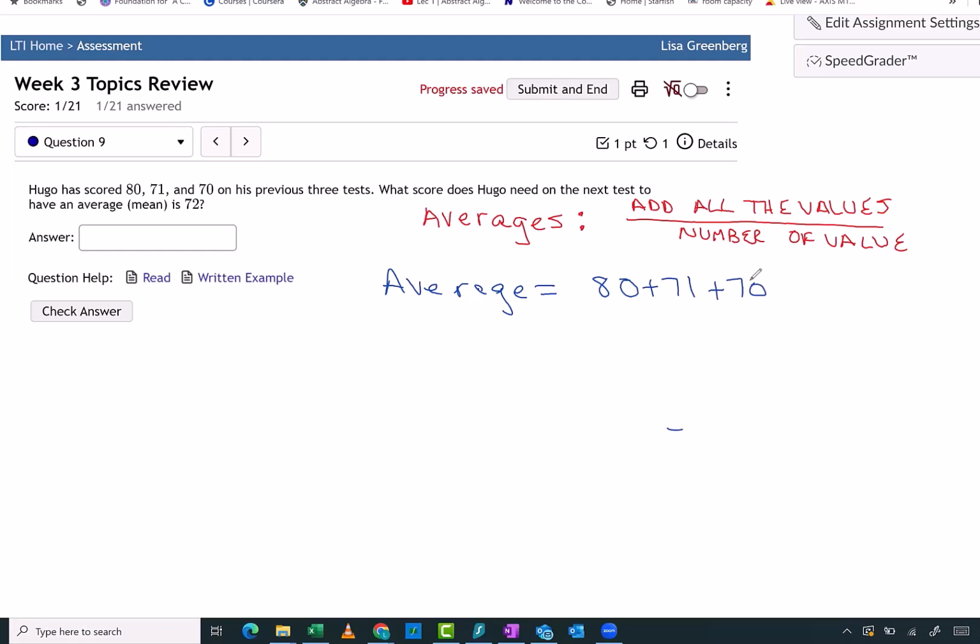That's the question. I'm going to say, let me add X. I don't know what X is. That's what I'm trying to find. And I'm going to divide by the number of values, and the number of values is 4. I have 4 tests. This has got to be equal to 72.